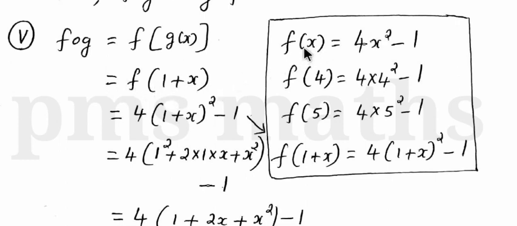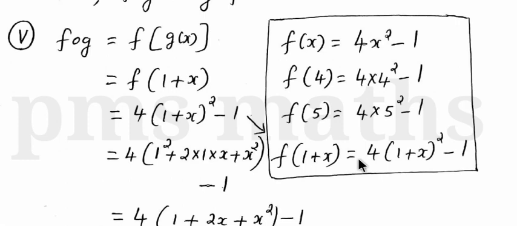Find out f of 1 plus x. First write f of x. What is f of x? F of x is 4x square minus 1. In the fifth one, f of x is 4x square minus 1. Now, for example, f of 4 is 4 into 4 square minus 1. That means just substitute x is equal to 4 here. In f of 5, we can substitute x is equal to 5 here. Here, we will get 4 into 5 square minus 1. Then, here we want f of 1 plus x.